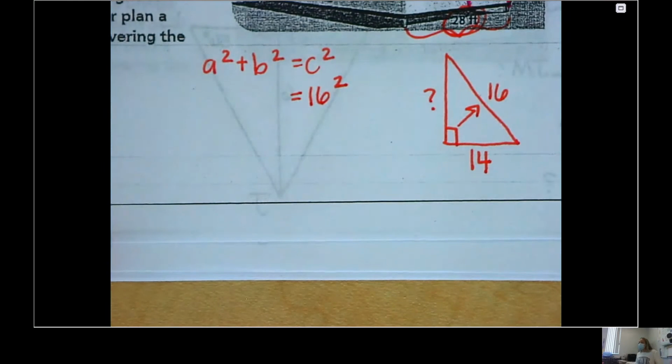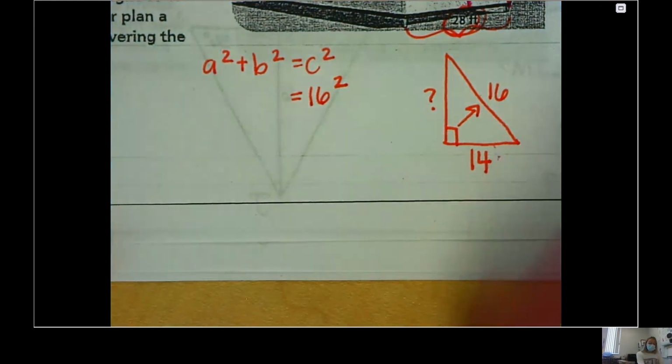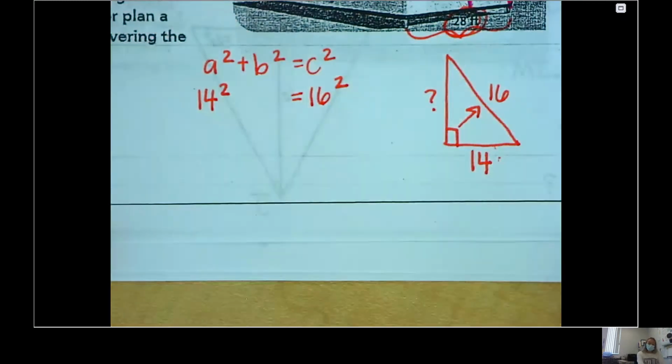It does not matter what you put for the other two then. So one of the other numbers I'm given is 14. So that's my A value. And then the one I'm going to try to figure out will be the B value. So I'll just leave it as B squared.